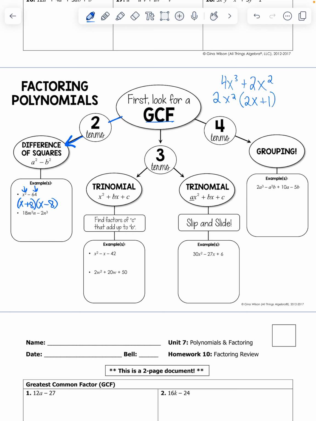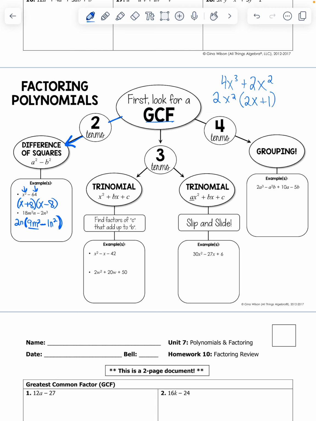So I can look at these two terms, 18m squared n minus 2n to the third. I'm going to take out a 2 from both of these, and I'm also going to take out 1n from both of these. I then would be left with 9m squared minus 1 n to the second power. Now, it still doesn't seem like it is a difference of two perfect squares, but it actually is. Inside the parentheses here, we have a difference of two perfect squares.